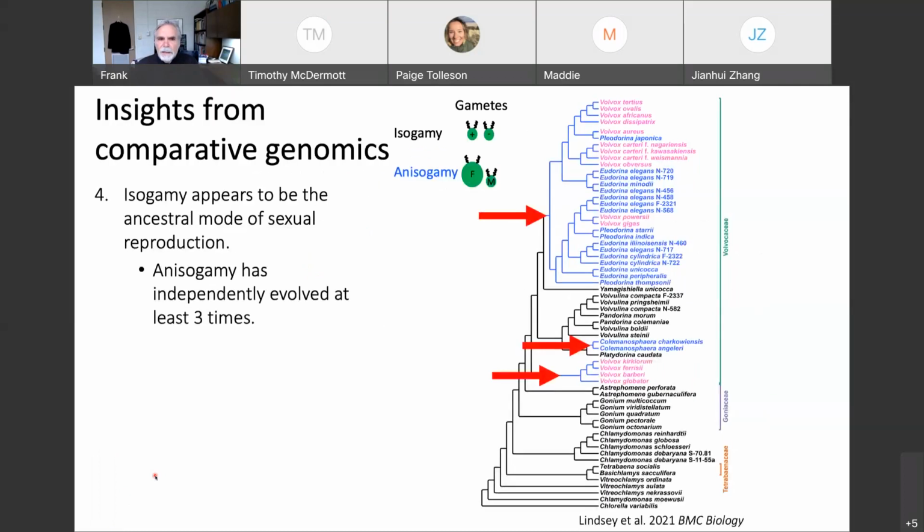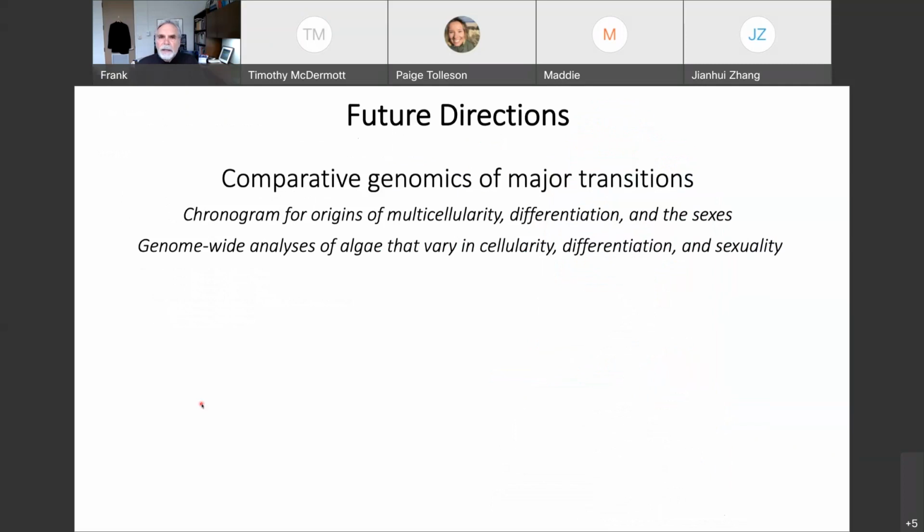Sorry about that, guys. That anisogamy has independently evolved at least 3 times. And this is only possible by doing this massive analysis. Anyway, so some important insights gained by doing comparative genomics. All right, in the last few minutes, I'll tell you future directions.